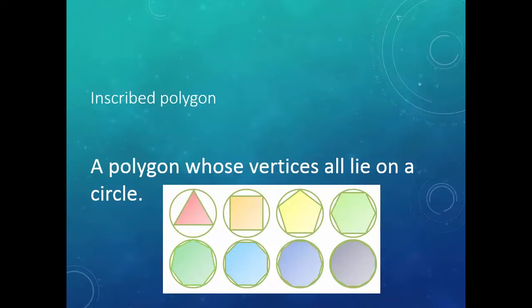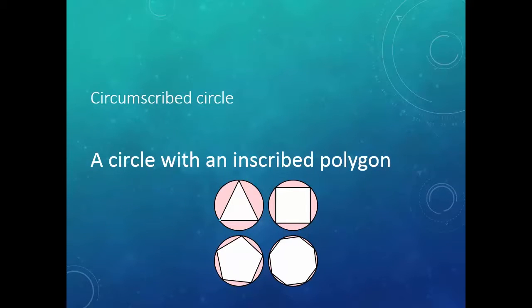Inscribed polygon, a polygon whose vertices all lie on a circle. In an inscribed polygon, you basically have a circle, and within that circle you have a polygon where all of the vertices of the polygon touch the circle. Circumscribed circle, a circle with an inscribed polygon.